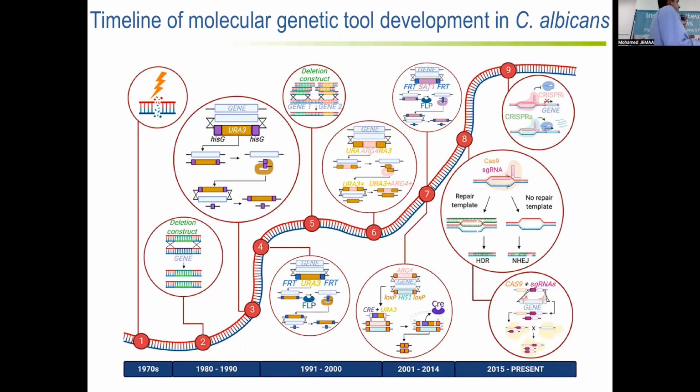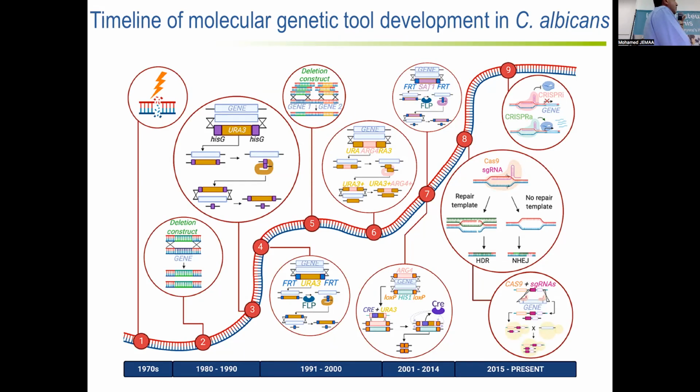And this is a timeline of the development of molecular genetics tools in Candida albicans. So in the 70s, of course, we used mutagenesis through UV, etc., the classical way of forward genetics instead of reverse genetics. This was followed by the URA-blaster, developed by Fonzi and Irwin in 1993. And then there was development of additional nutritional markers.